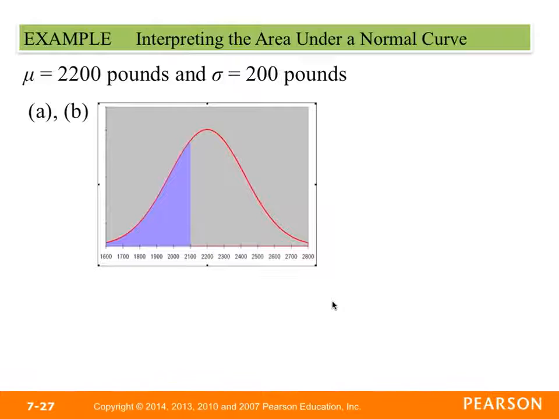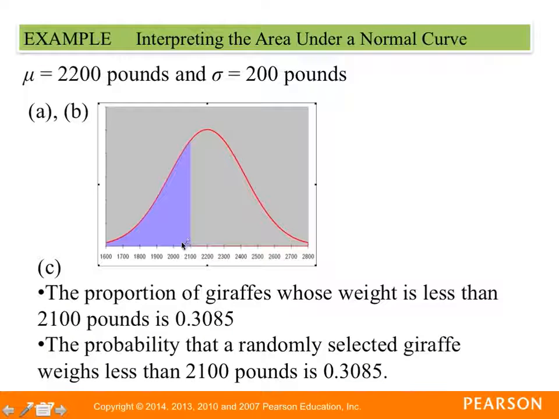So if we look at this right here, we have our mean of 2,200, that's smack dab in the middle, and then we've drawn our nice little normal curve, which has a standard deviation of 200. And then we've also shaded to the left of 2,100. And it was already told to us that this area, this purpley blue shaded area, is 0.3085 or 30.85% of the total, okay?